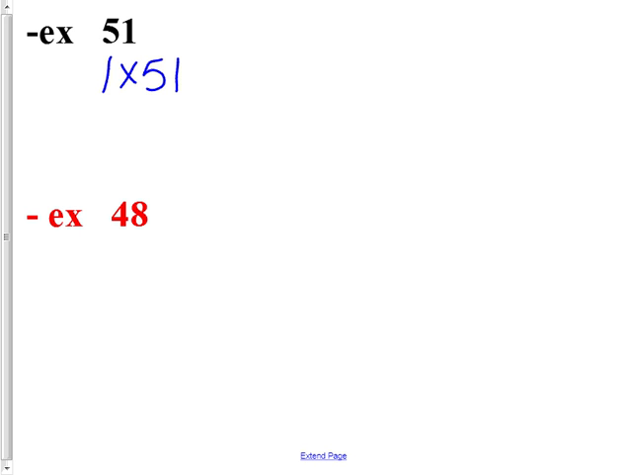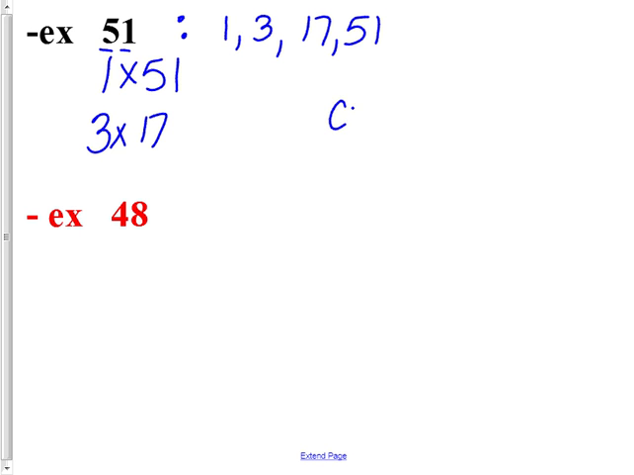And I know 3 is a factor because 5 plus 1 is 6, and that means that 3 is going to go into 51. If I wasn't sure how many times, I could always divide it out in work and figure it out that way. But it's going to be 3 times 17. So factors of 51 are 1, 3, 17, and 51, and that makes 51 a composite number.